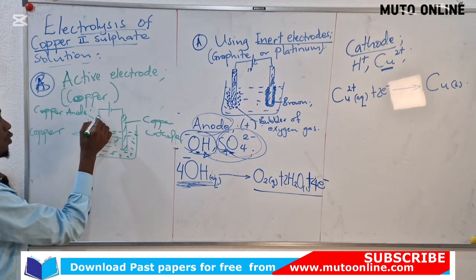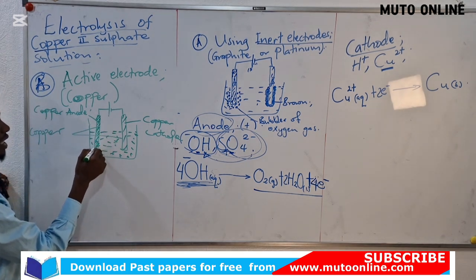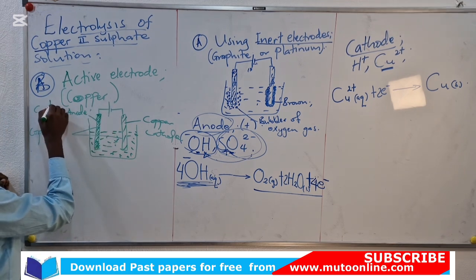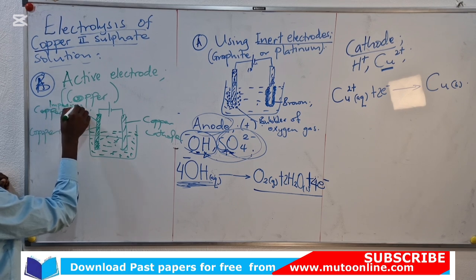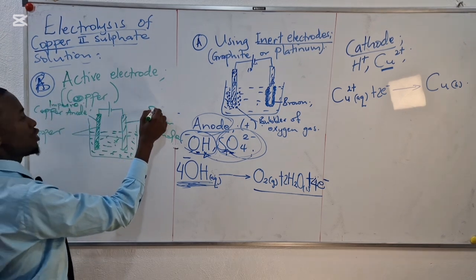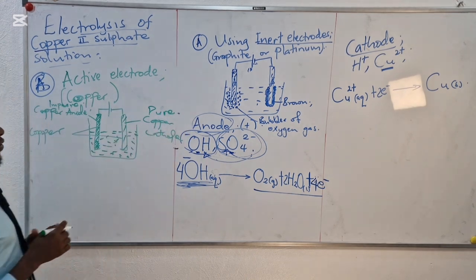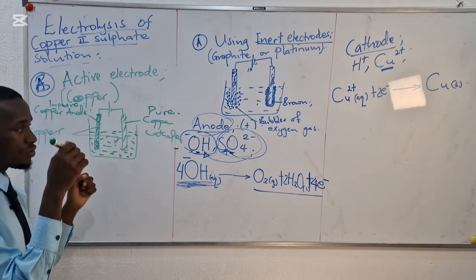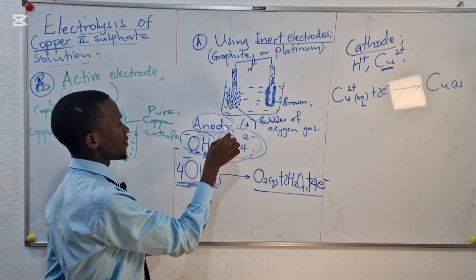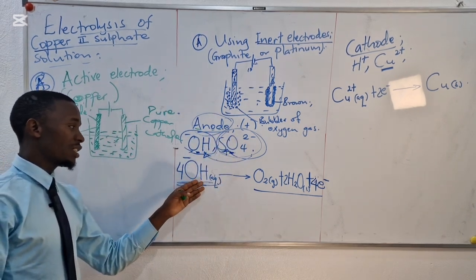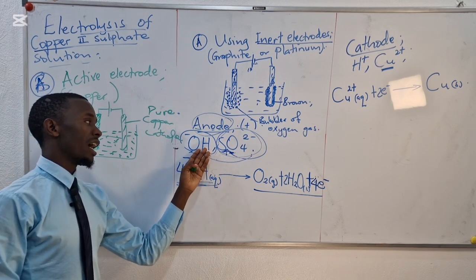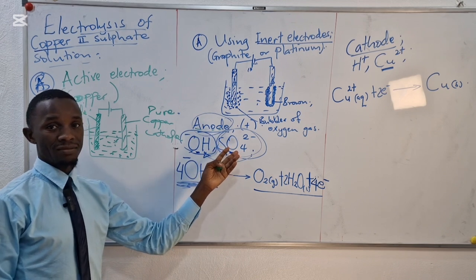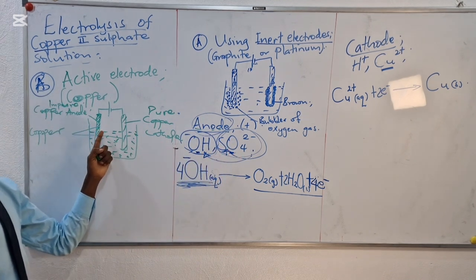So what we do, we get impure copper and use it as the anode. We use impure copper as the anode, and then we use pure copper as the cathode. Still, the same thing will remain at the anode. The ions will still migrate to the anode. Those are the hydroxide and the sulfate ions. We are talking of the anode.